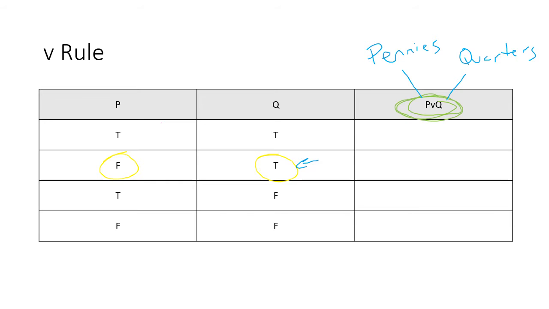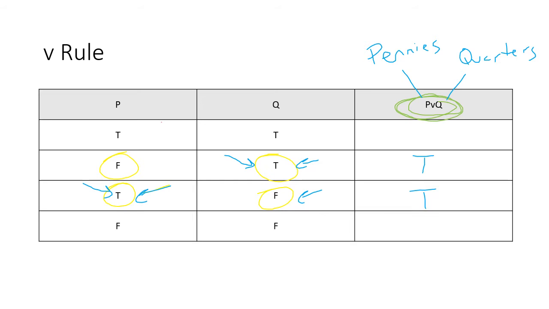Now looking at the next one, well, same thing here. It's true that I have the pennies. It's false that I have the quarters. But in both of these situations, it's saying I either have one or the other. Here I have the quarters, so it's got to be true. And this other one here, I've got the pennies, so it's got to be true. I got one or the other.